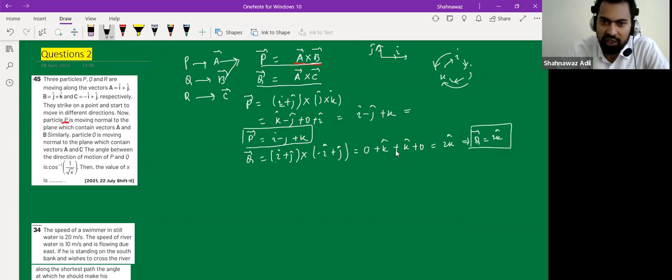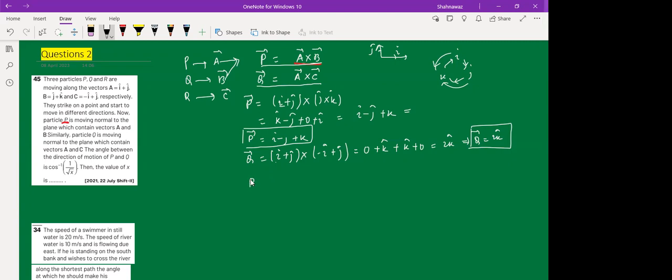And now the angle between the directions of motion of P and Q is given in terms of the value of X. So what will be the angle between P and Q? Can you recall the dot product? If you know the vectors in unit vector form, we can calculate the direction using the dot product. Remember? Am I making sense? Yes, sir.